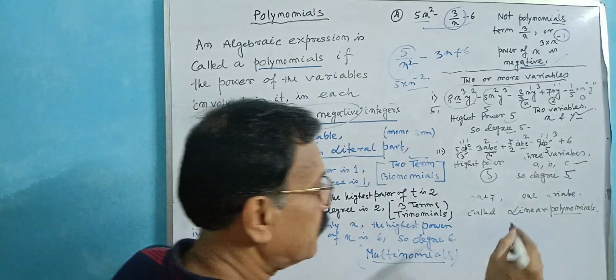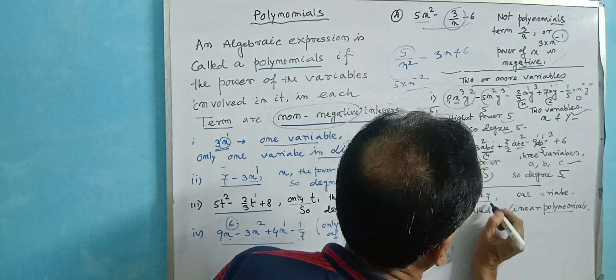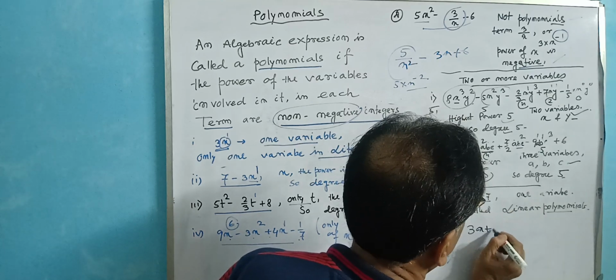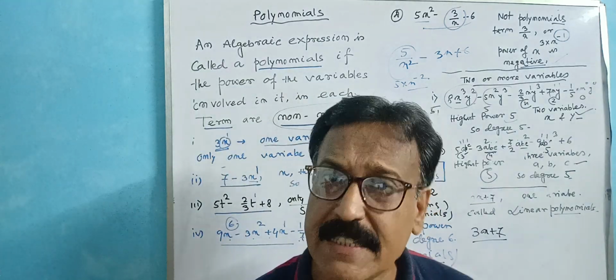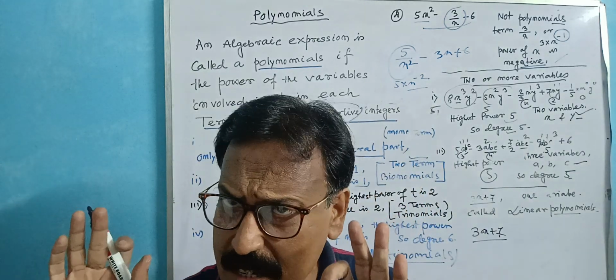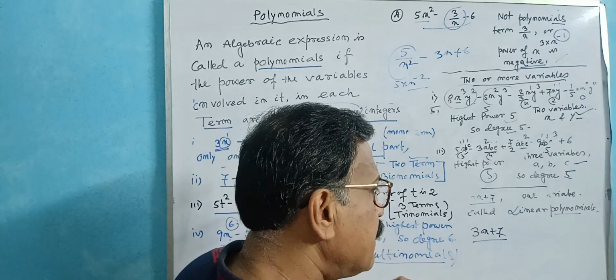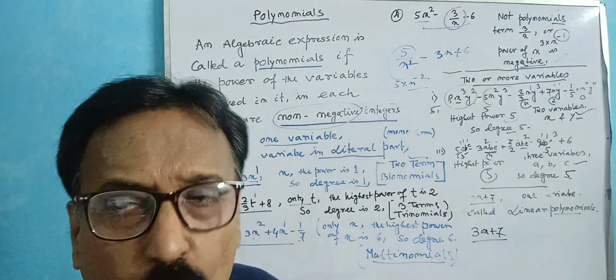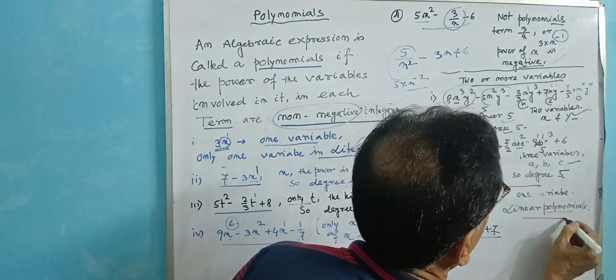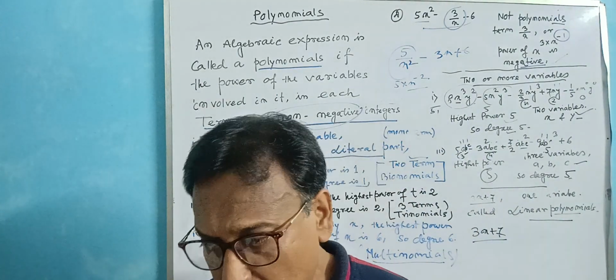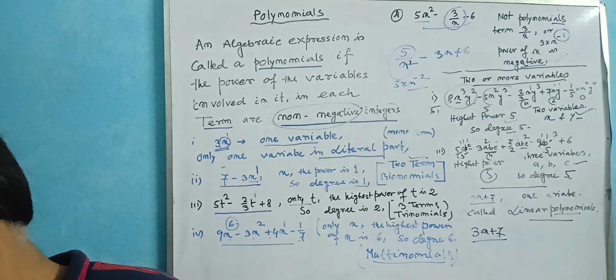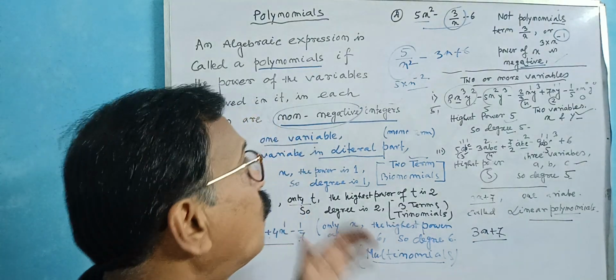Now a separate thing I write here: suppose 3x plus 7 is one variable, two terms, but one variable. In general, you just remember this: one variable is called a linear polynomial. One variable, two variables, three variables, terms are there. Okay, so this is it for today.